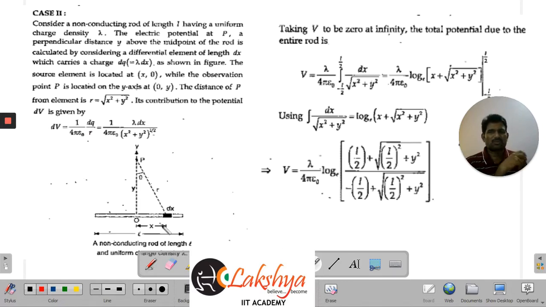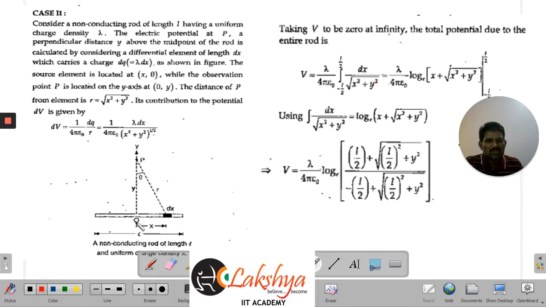Now dq we know is lambda into dx, so lambda dx by r, where r is x square plus y square whole power 1 by 2. Now we just need to integrate this expression. Lambda by 4 pi epsilon naught is a constant, so we write it outside. The remaining variable term is dx by under root of x square plus y square, which we need to integrate.